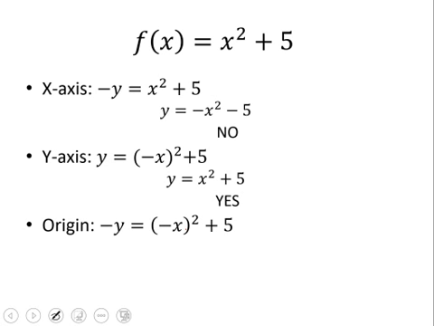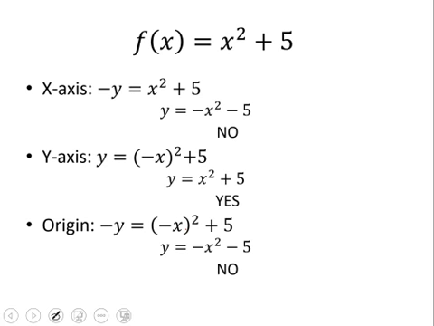So now we do the same thing and we change the x and the y. We change them both negative. When we simplify it, we end up with y is equal to negative x squared minus 5. Is that the same as the original? That answer is no. So because it's no, that means that it's not a reflection around the origin.